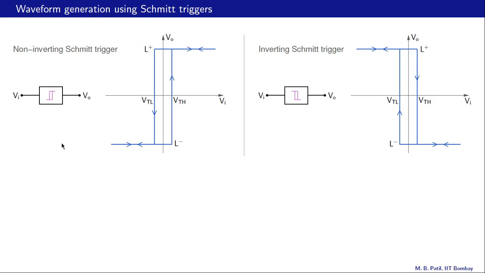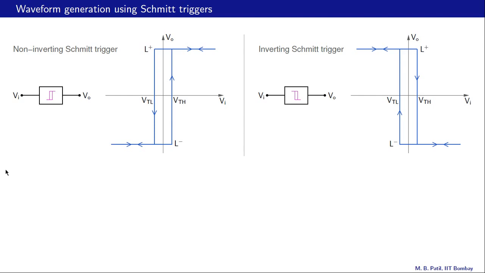We will now look at another application of Schmitt triggers, and that is to generate waveforms, in particular square wave output voltages. Here is a summary of the VO versus VI relationship for a non-inverting Schmitt trigger and an inverting Schmitt trigger. And here are the symbols.